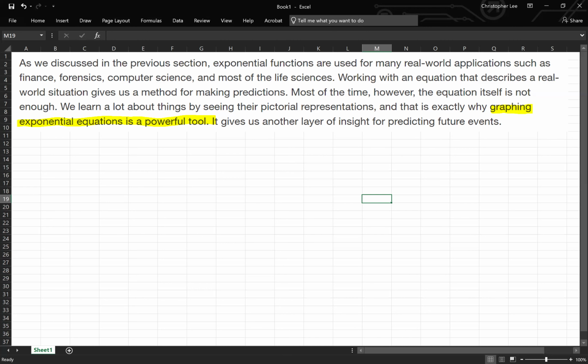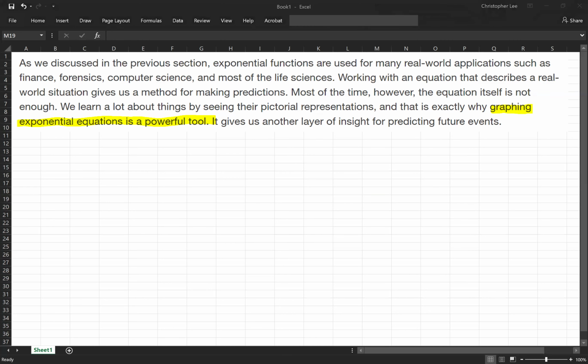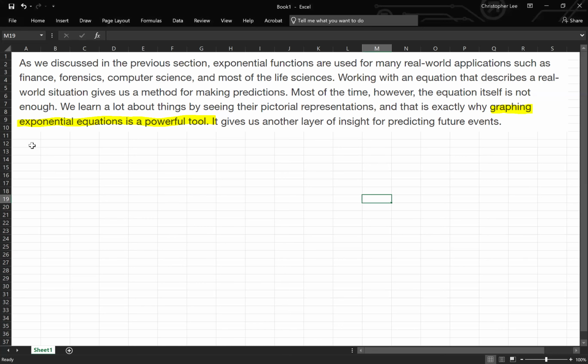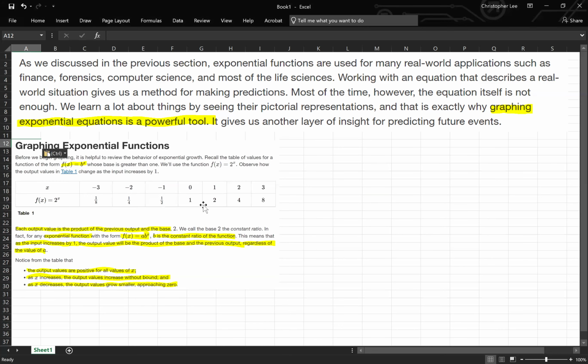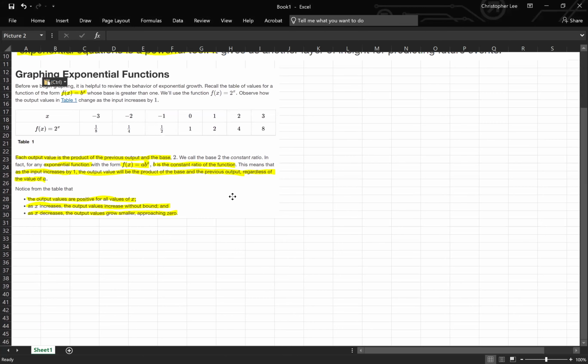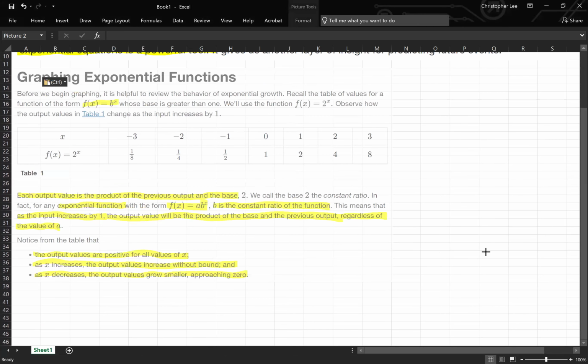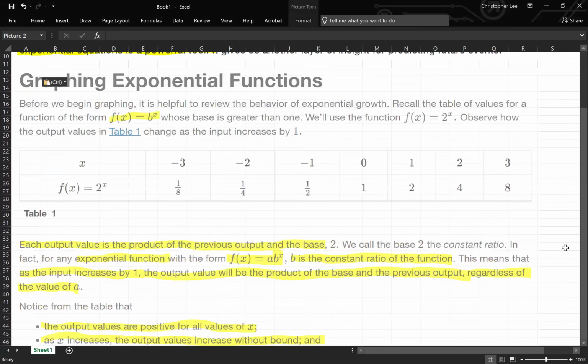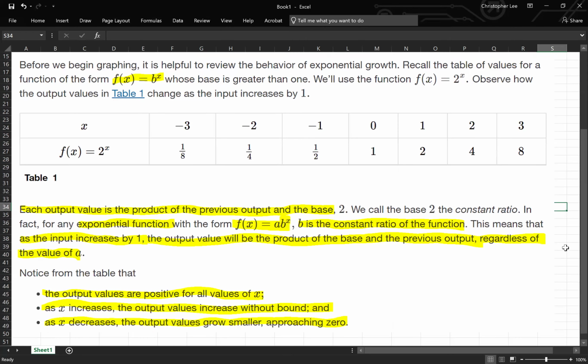All right. This is going to be real simple. I'm going to show y'all the hack right now. This is the hack right here. So, graphing exponential functions.